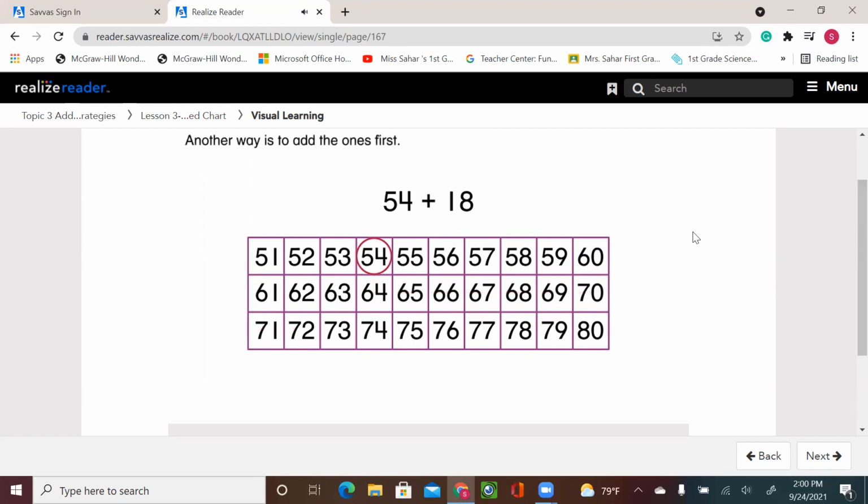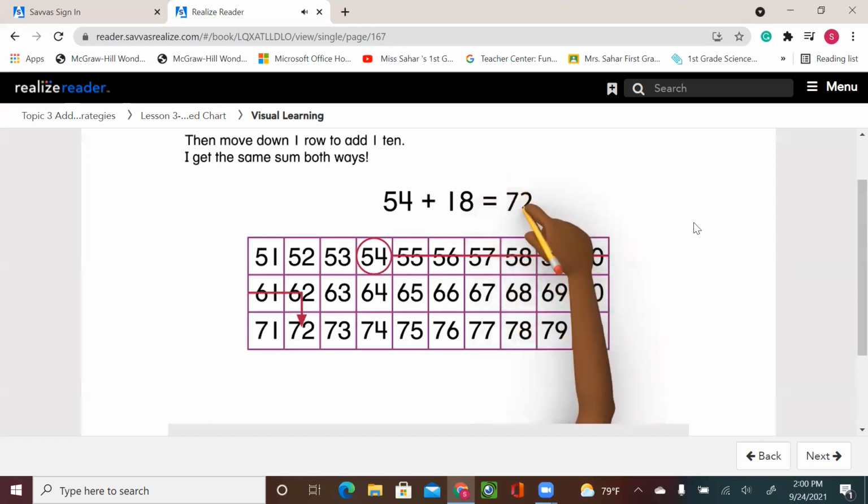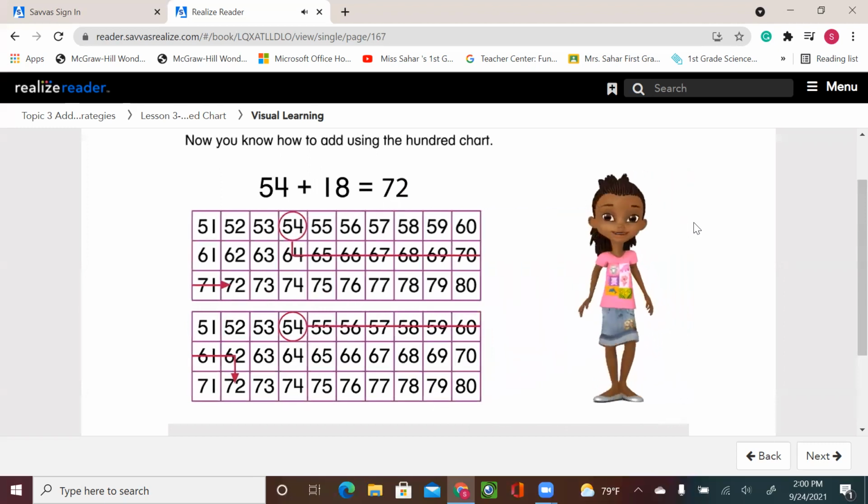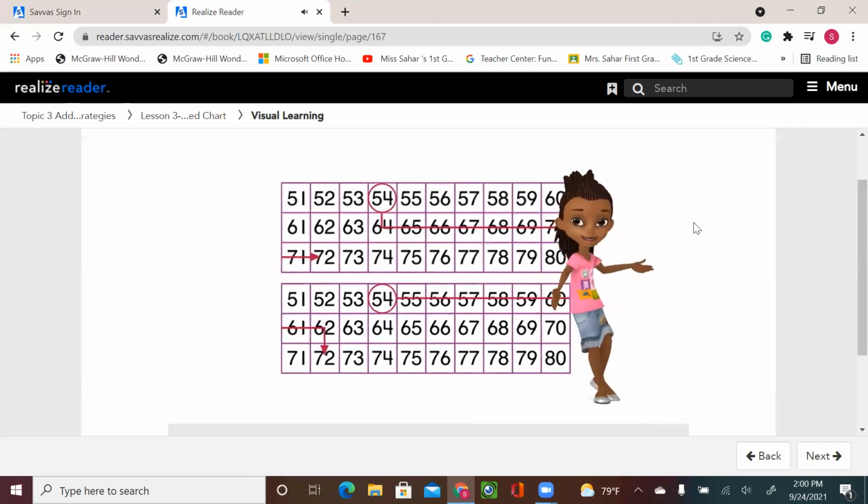Another way is to add the ones first. Move ahead 8 to add 8 ones. Then move down one row to add 10. 54 plus 18 equals 72. I get the same sum both ways. Now you know how to add using the 100 chart. I can add really fast with the 100 chart.